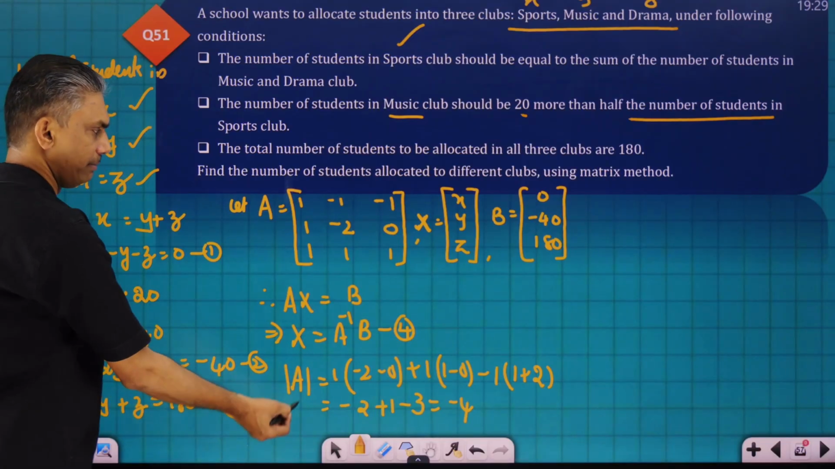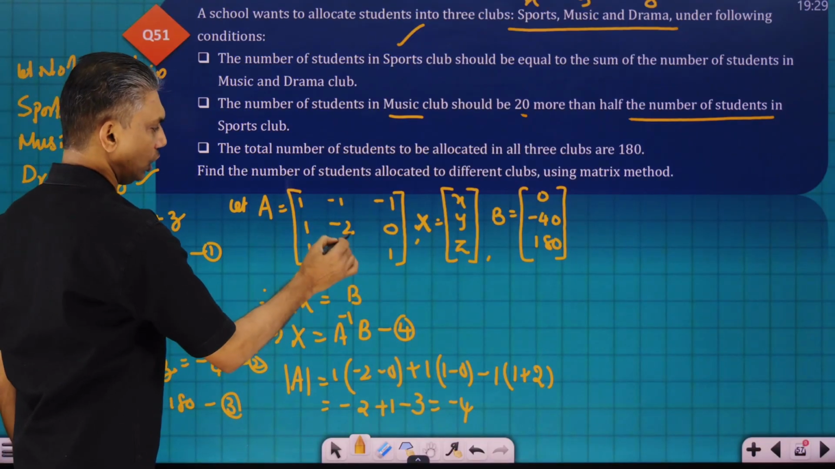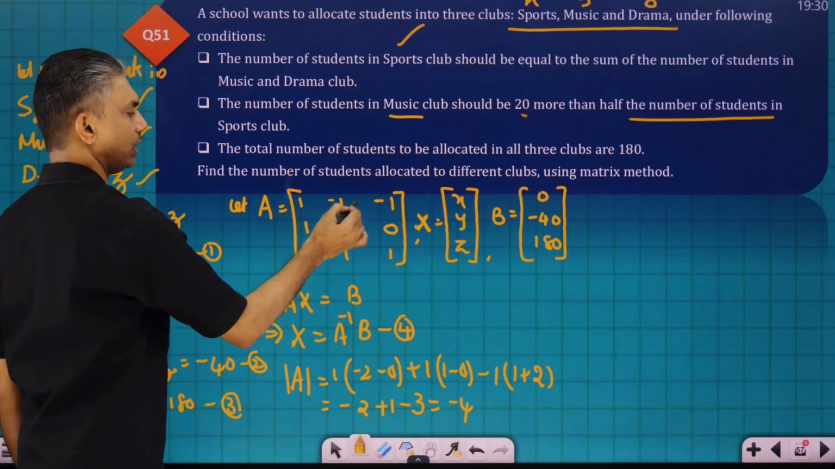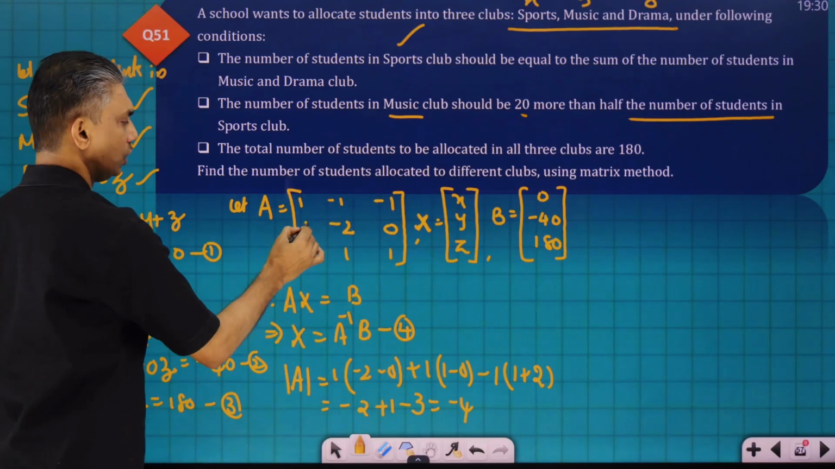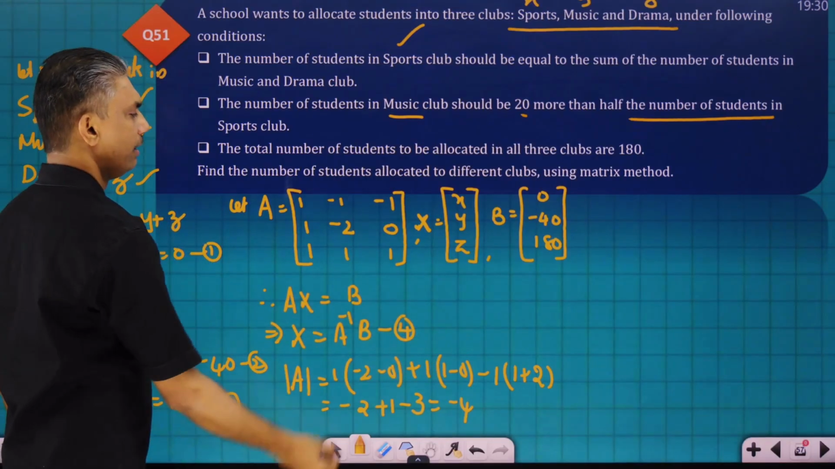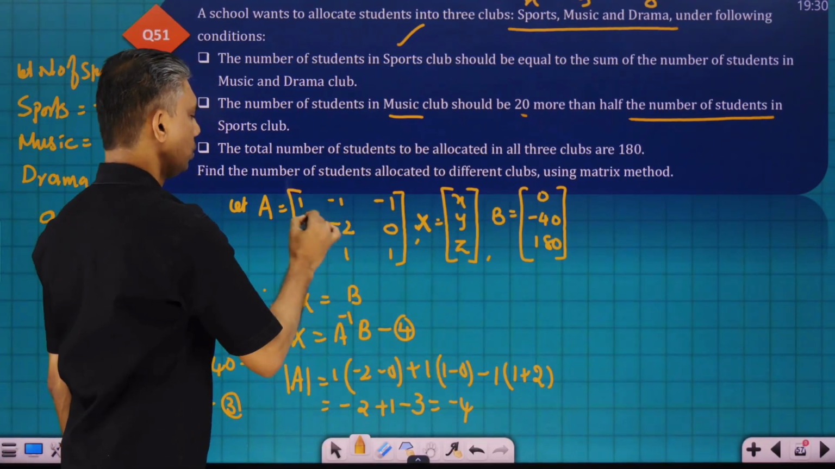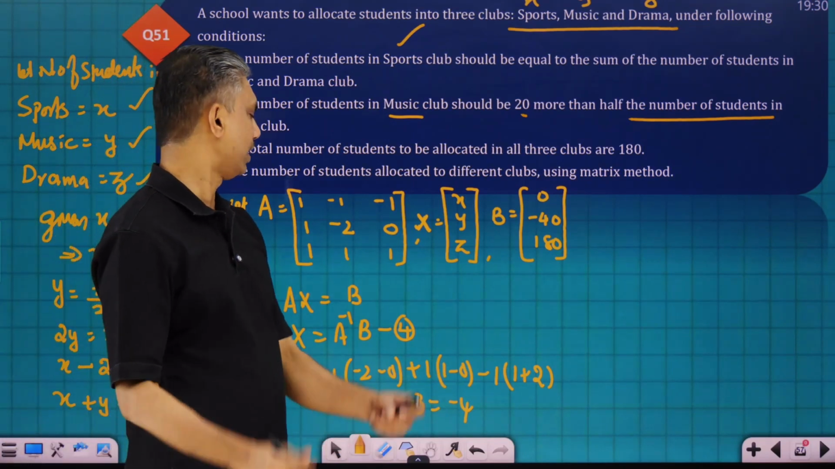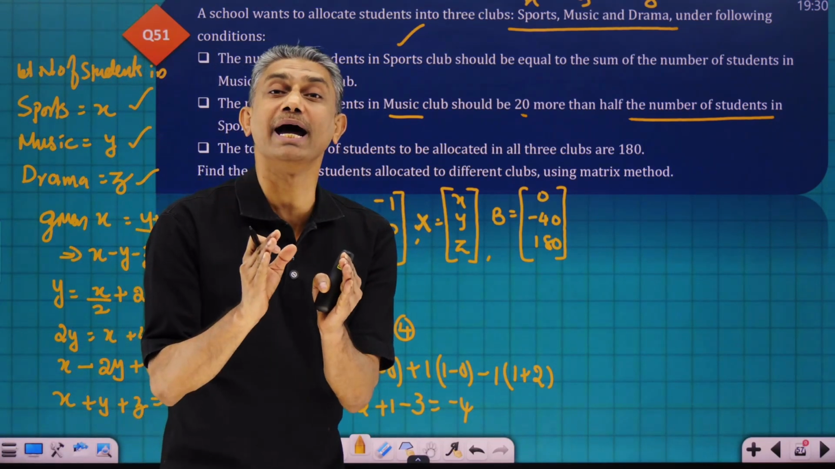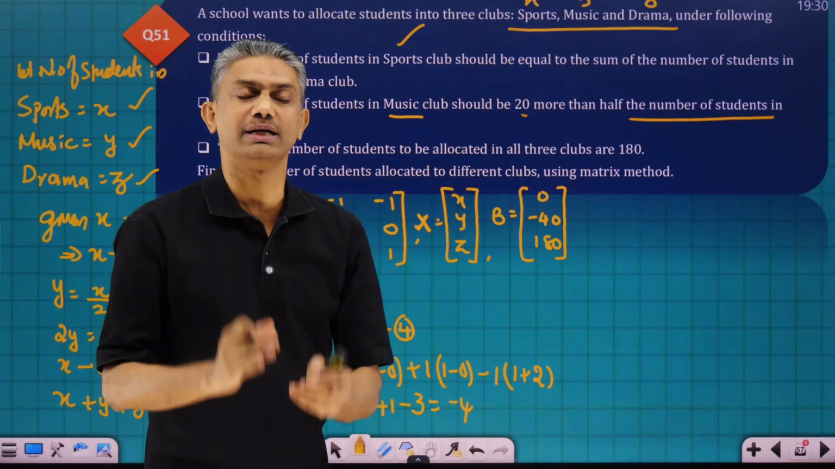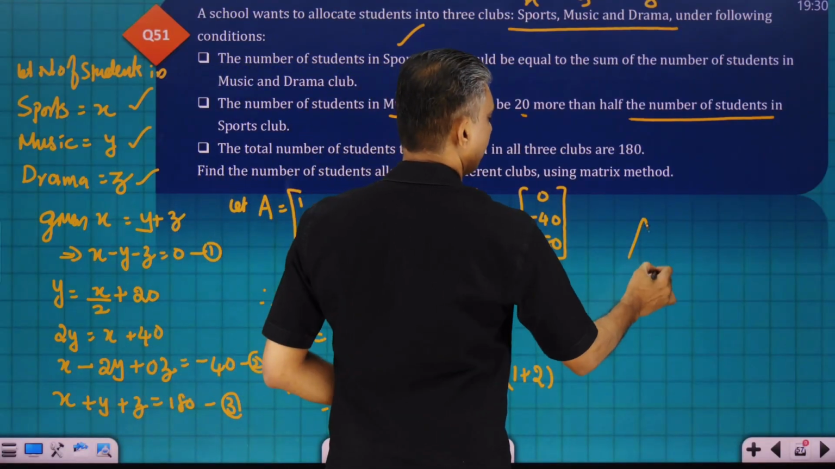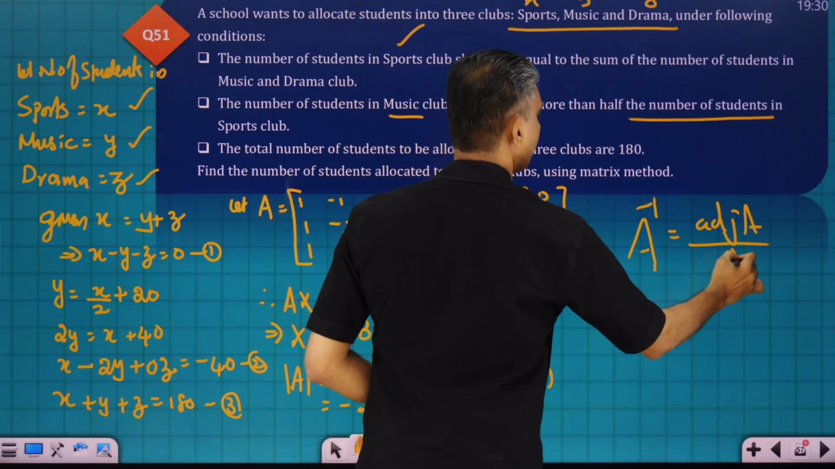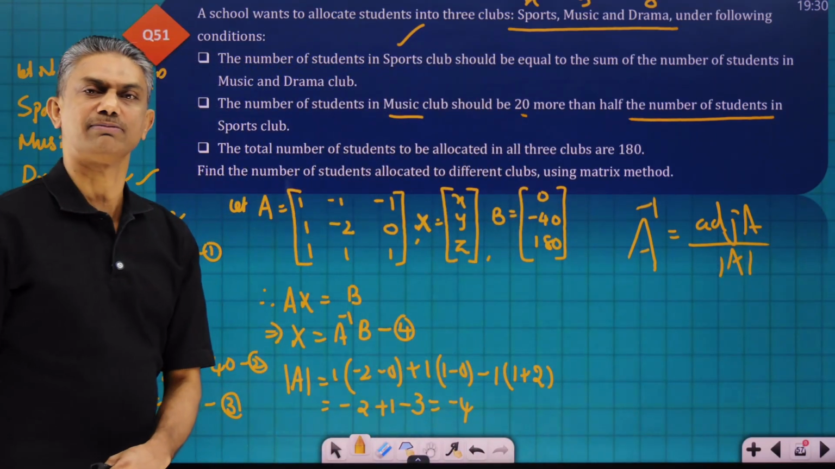Now, let's find the determinant. 1 into, remove the row and column, minus 2 minus 0, minus minus 1, minus minus becomes plus, into remove, 1 minus 0, minus 1 into 1 plus 2. So this will be equal to minus 4. So this is det A. You know what A inverse is: adjoint A by determinant A. So A inverse is equal to adj A by det A. We already got det A as minus 4.